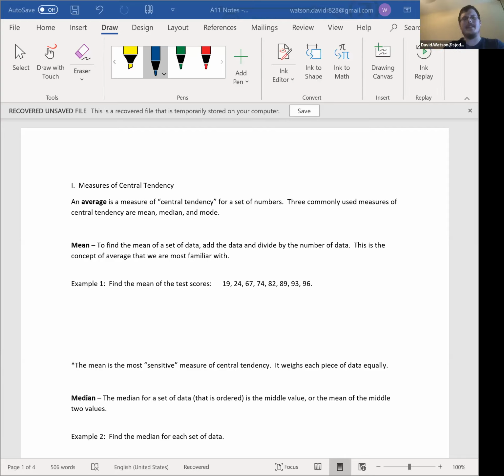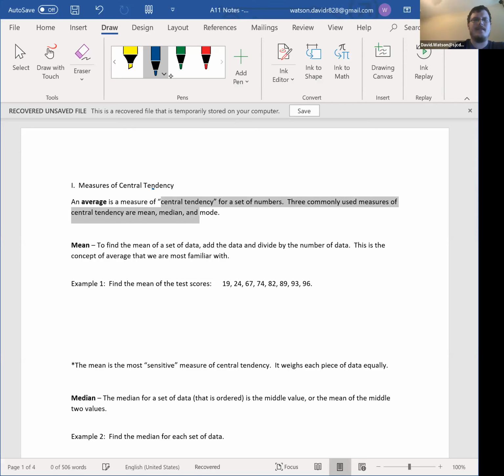So in this video, we're going to be talking about mean, median, and mode. An average is a measure of central tendency for a set of numbers. Three commonly used measures of central tendency are mean, median, and mode. So let's take a look at mean first. To find the mean of a data set, add the data and divide by the number of data. So it's the same thing as just an average. If you've ever taken an average before, you know what a mean is.